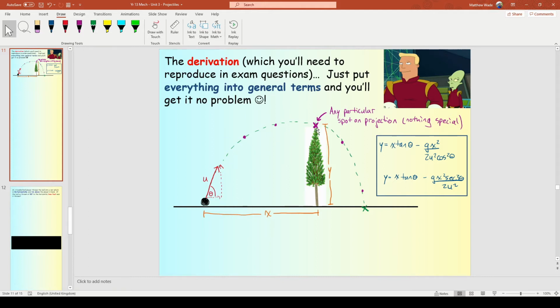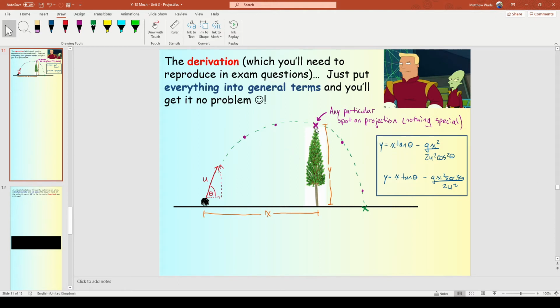Well, if it got stuck in this tree here, which I've only just drawn on the picture to give us a particular reference point, it would be over a certain distance x and up a certain distance y. That's what all the variables do in this formula, okay? That's where these variables come from.